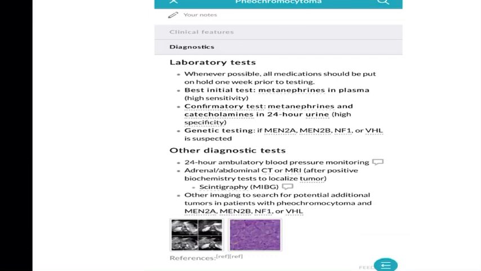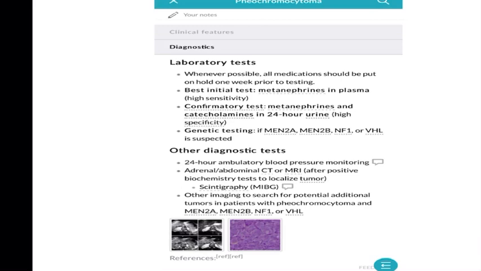The confirmatory test is metanephrine and catecholamine in a 24-hour urine. If we check the urine continuously over 24 hours and find catecholamines, norepinephrine, epinephrine, and the metabolite metanephrine, it is high specificity and gives you the confirmatory test of pheochromocytoma. Genetic testing is done for multiple endocrine neoplasia types A and B, neurofibromatosis 1, and von Hippel-Lindau disease.